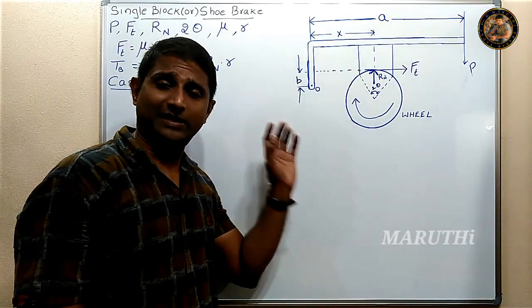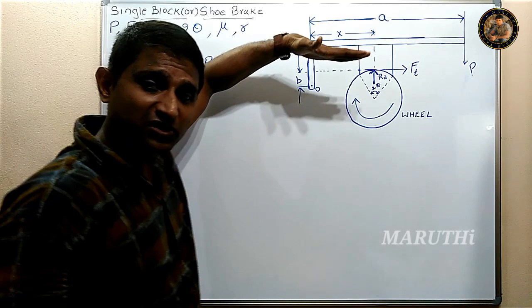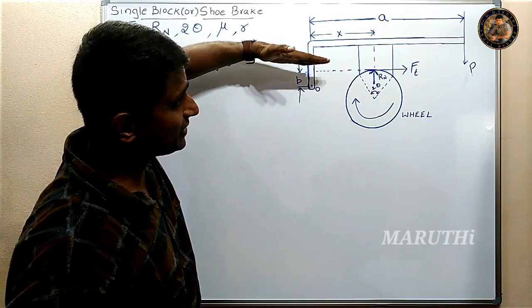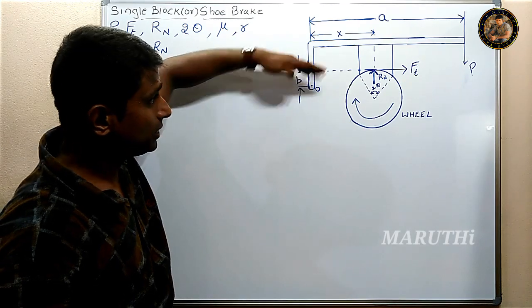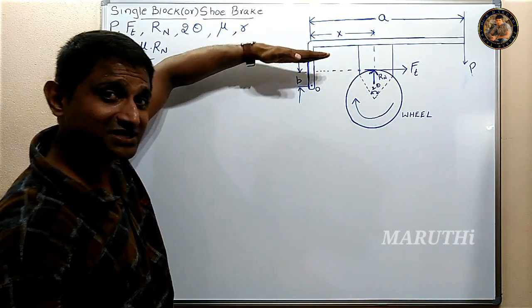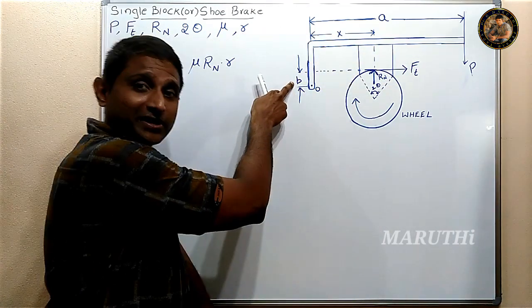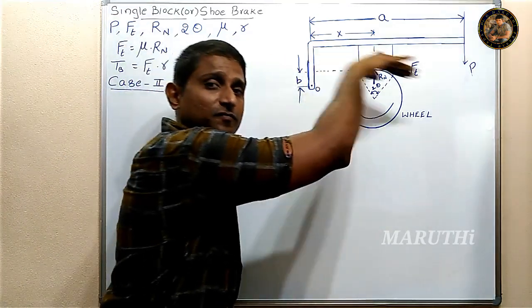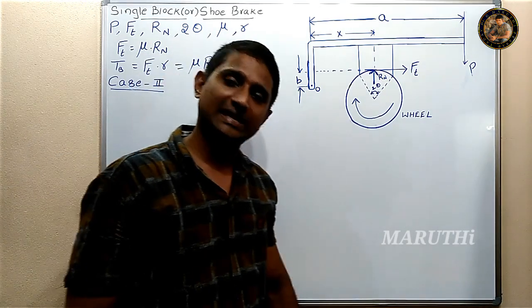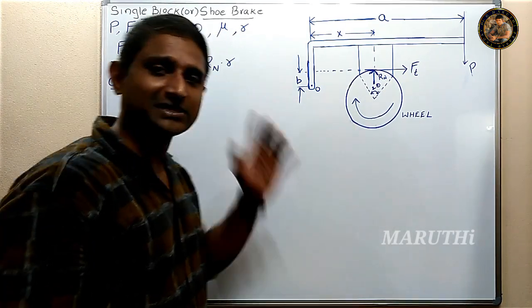Okay. Now the case 2, as I said, the line of action of frictional force. If you observe carefully, the line of action of frictional force, it is above the fulcrum. This is the point fulcrum O, and whereas this is passing through a distance above O. That distance we have taken as B. So B is the distance above the fulcrum where the line of action of friction force is. Okay. So let us take this case.